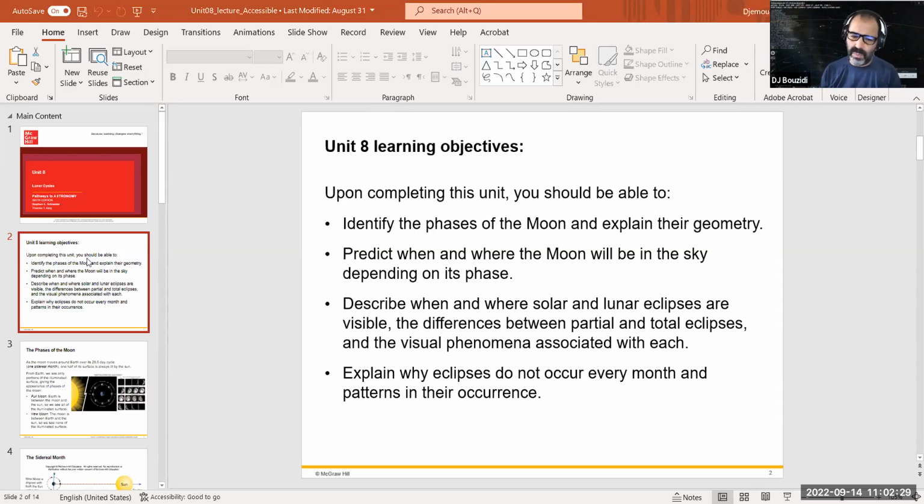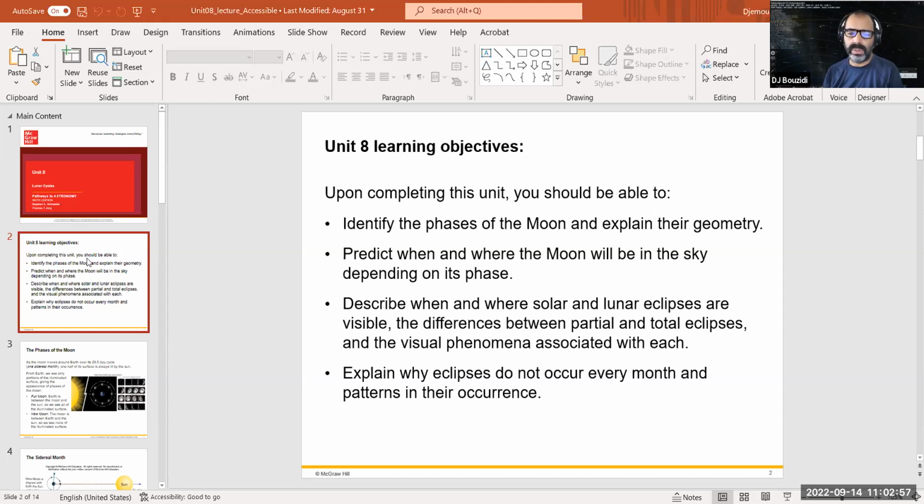So identify the phases of the moon and explain their geometry, predict when and where the moon will be in the sky, depending on its phase. Describe when and where solar and lunar eclipses are visible. So that's important. We need to understand when we're going to have a solar eclipse. Obviously, we'll have a solar eclipse when the sun is gone during daytime. So what blocks it is the moon. So the moon needs to be between the earth and the sun.